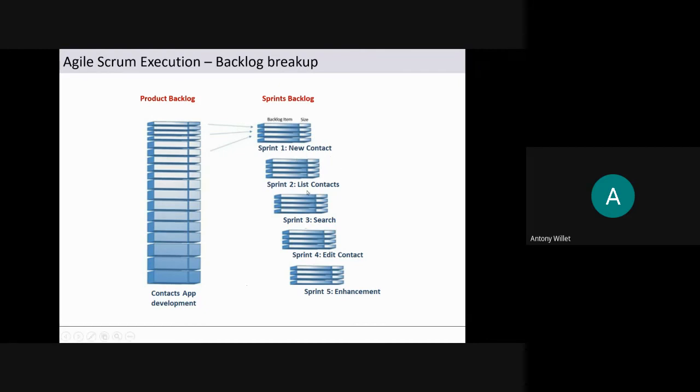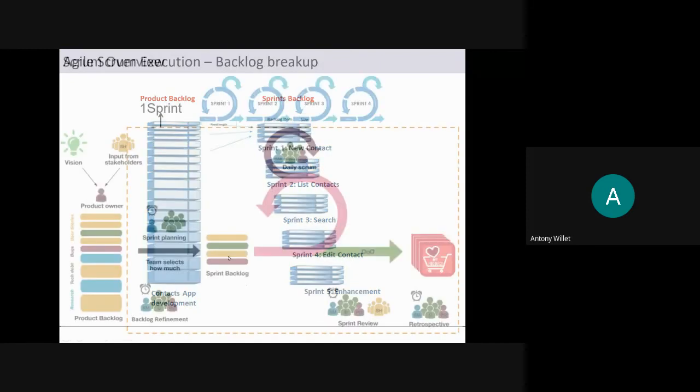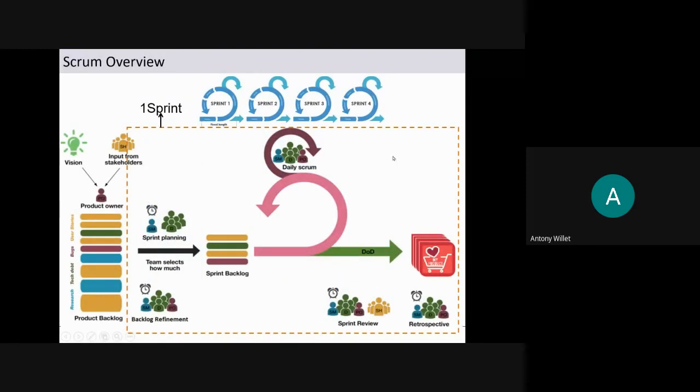Sprint 1, new contact. Sprint 2, maybe the team develops the contact list. Sprint 3, the search module. Sprint 4, selecting a contact and editing it. Sprint 5, integrating all these modules into one application, enhancing the application, etc. This is how the initial plan will be made. They will divide the entire project into sprint backlogs for whatever requirements are available, and whatever new requirements come in from the customer, they will accommodate in further sprints. This is an overview of how Scrum works.